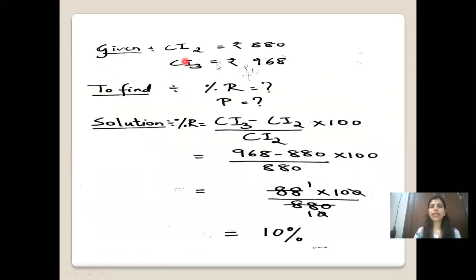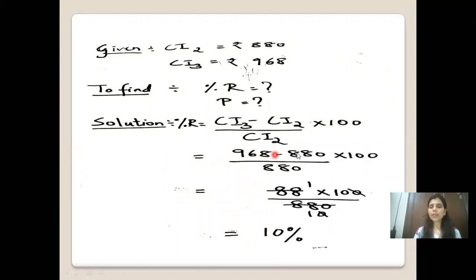So here let us write down what is given to us. CI2 is 880, CI3 is 968. You have to find percent rate and principal. So we use the formula percent rate is equal to CI3 minus CI2, that is the difference in the two given consecutive CI, upon the CI of the preceding year into 100. So 968 minus 880 upon 880 into 100, that is the formula.